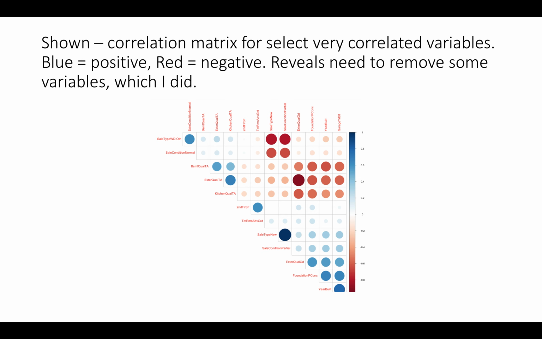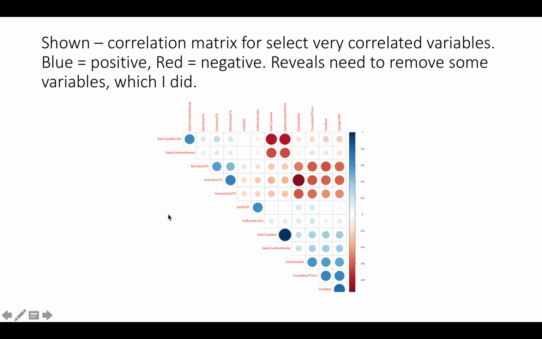But for example, there's this variable sale type, and then sale condition. And the condition is actually called a partial sale if the home is still being built. And so those were pretty much entirely collinear. So that was an example of things that might not be obvious at first unless you really read through the data description. But you can also find that by running these correlations.